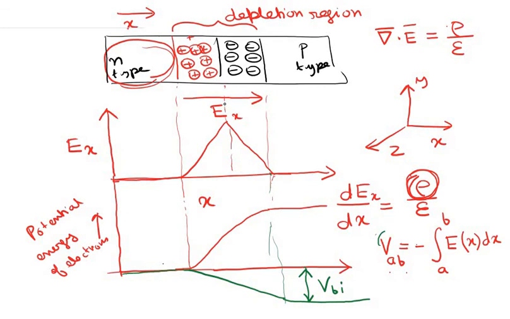Similarly for holes this is also true. So the built-in potential increases with temperature, because if more electrons diffuse from the n side to the p side, the total accumulated charge increases, which means the peak electric field increases, and if the peak electric field increases, the built-in potential also increases. So that's the intuitive sense of this equation.